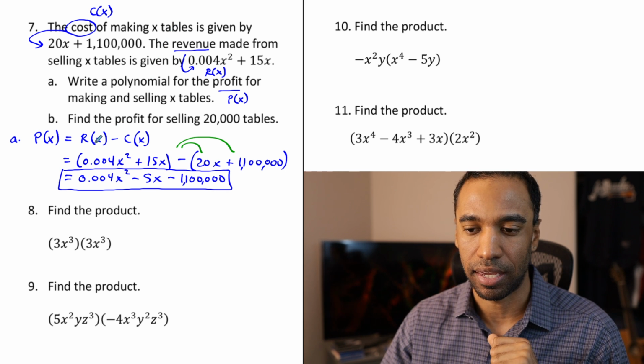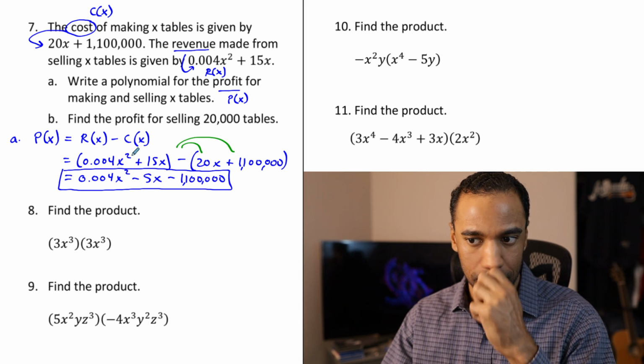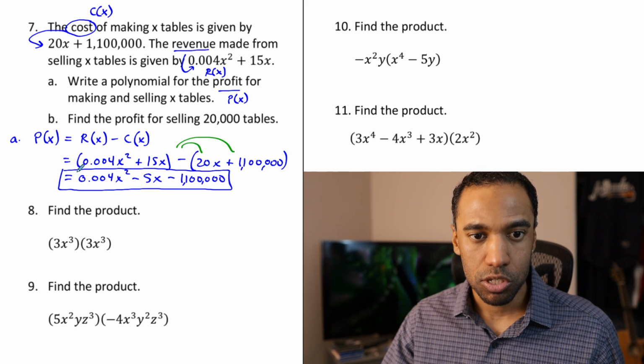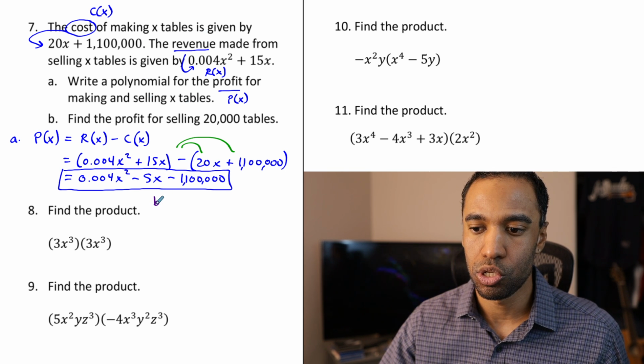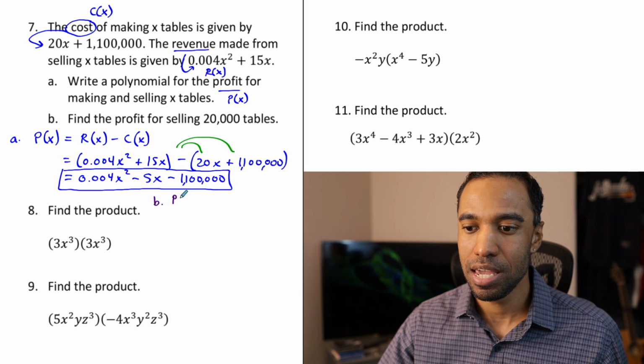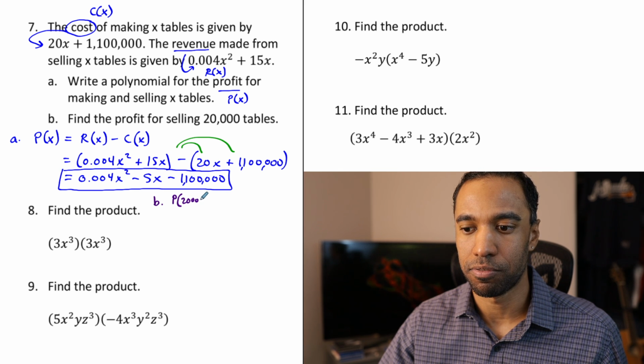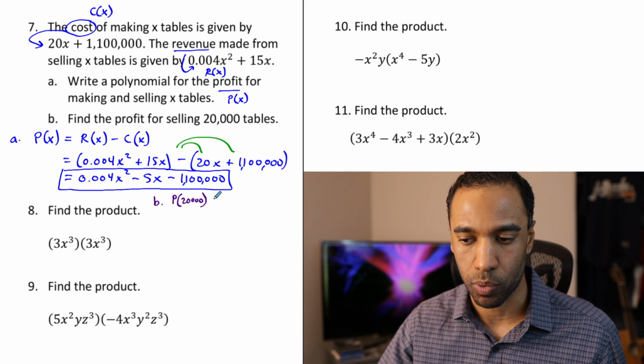They don't. They just say making x tables. So find the profit for selling 20,000 tables. Now this model is what works for this one right here. So we're going to use the model and substitute in 20,000, P of 20,000, meaning the profit of making 20,000 tables, selling 20,000 tables.